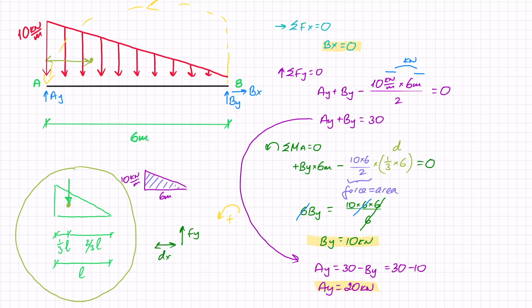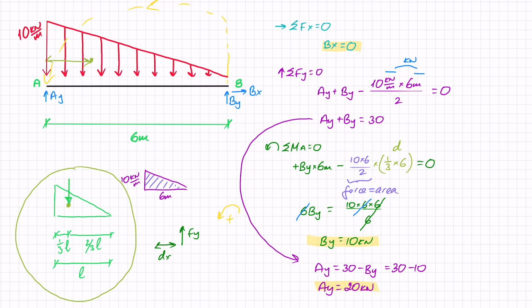A little sense check here. Ay is bigger than By, so if I look at how this distributed load is laid out, I can see that the bulk of the load is next to A, so it makes sense that closer to A, the reaction force would be bigger. I can also look at the units and see that everything worked out as kilonewtons, which is exactly what I'm expecting in these force reactions.